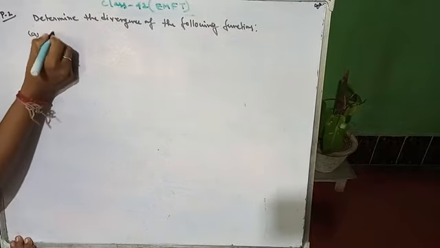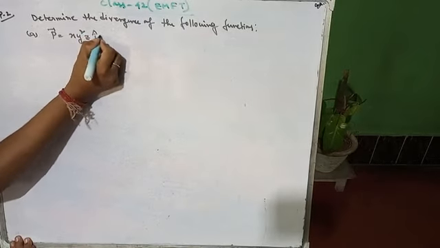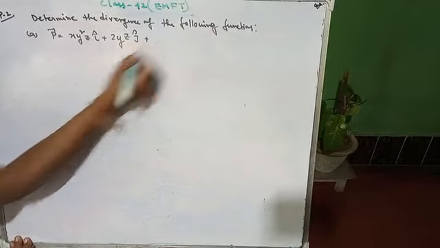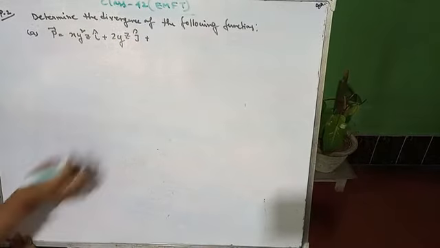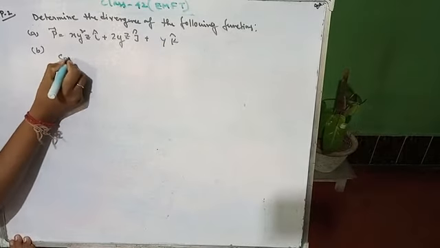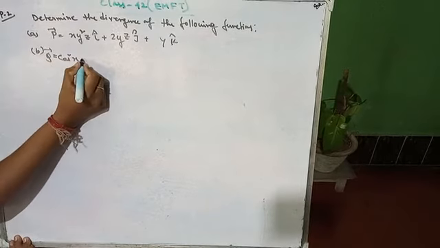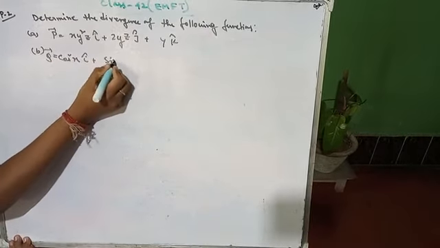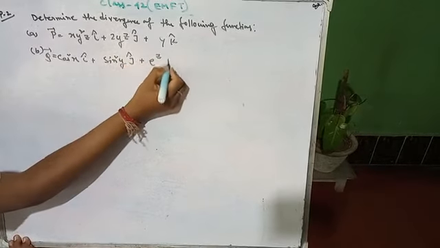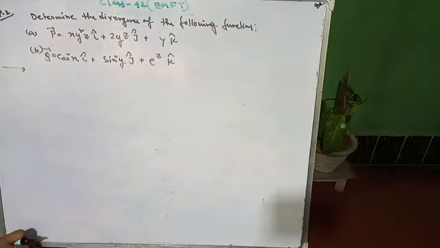First one, P vector equals x y square z i cap plus 2yz j cap plus y k cap. And the second one, Q vector equals cos squared x i cap plus sin square y j cap plus e to the power z k cap. So for these two vectors you have to find the divergence.